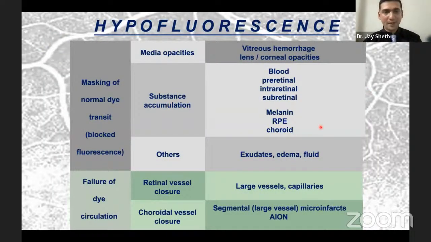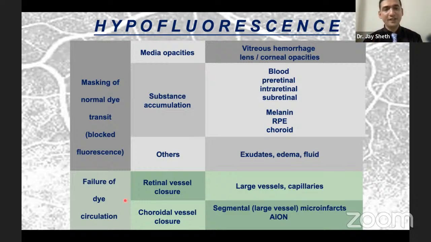So why does this hypofluorescence happen? It happens because of masking of the normal dye. The masking can be because of media opacities, either corneal or lenticular opacities, or because of a vitreous hemorrhage, or if there is a substance accumulation. The substance accumulation can be blood at the pre-retinal, intraretinal, or subretinal level, or it can even be because of melanin deposition and RPE changes. The other causes of masking can be dense exudation, that is, even hard exudates can cause masking of the dye, or even dense fluid can cause it.